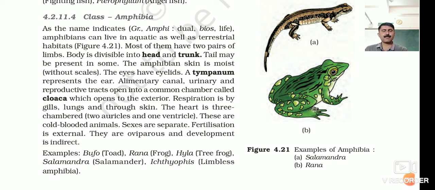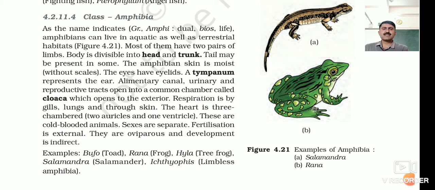Sexes are separate. They lay eggs in the water only. Most of the members do, though some of them may lay eggs on land also. They may be completely terrestrial also. But when they lay the eggs, they lay them in a humid or moist environment, so that protects their eggs from desiccation because they don't have a calcareous shell on their eggs.